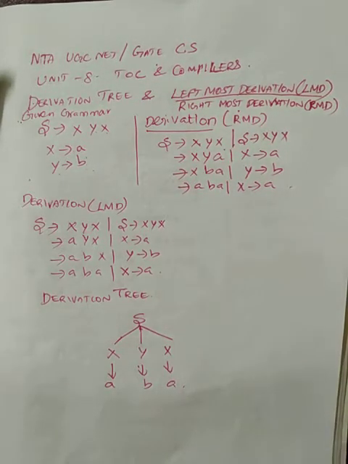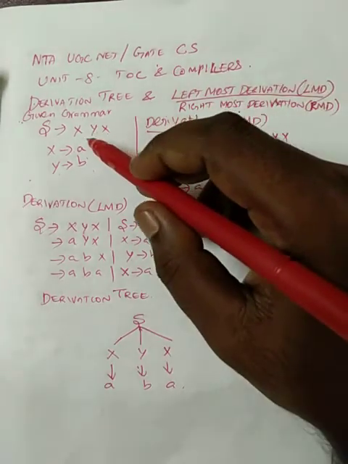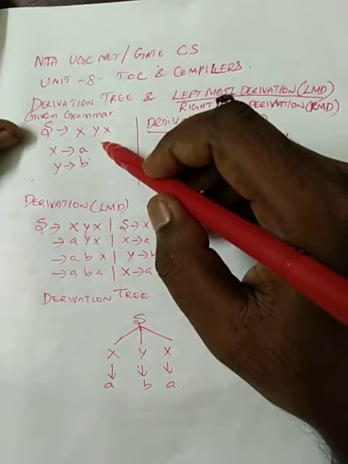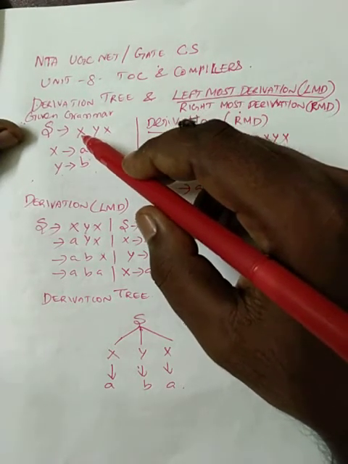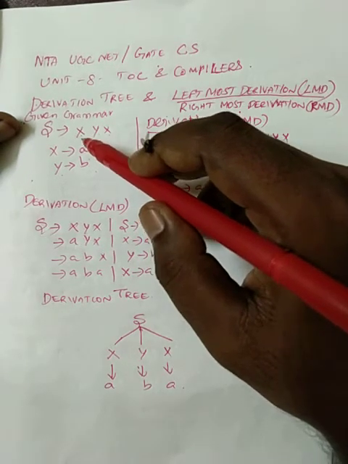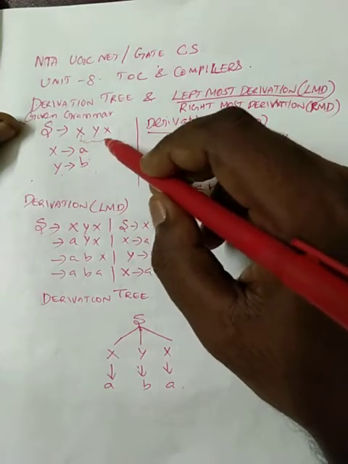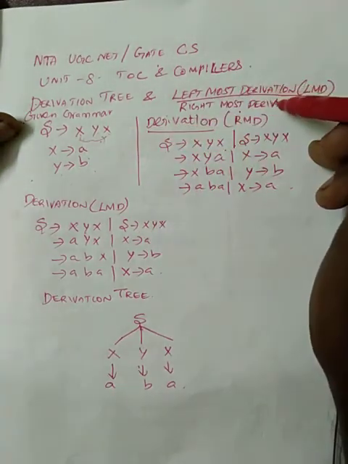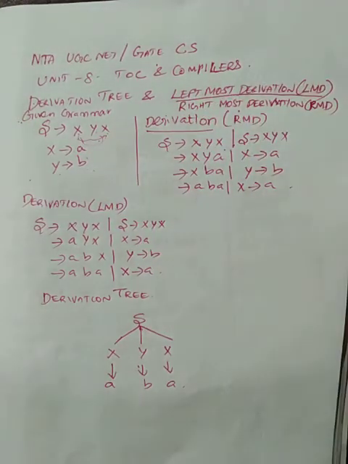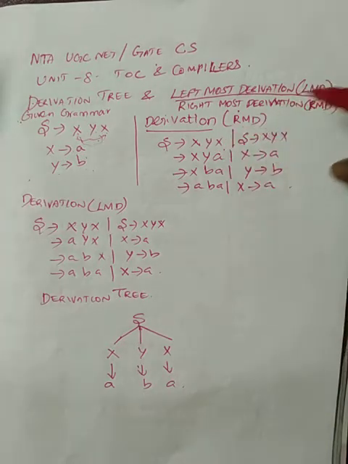Okay, so what is leftmost derivation? In your production rule, if you have more than one non-terminal on the right-hand side of such a production rule, which non-terminal do you want to replace by a terminal first, and in what order? If you are replacing from left to right, then it is called leftmost derivation. If you are replacing from right to left, then it is called rightmost derivation. Okay. So here I am going for rightmost derivation.